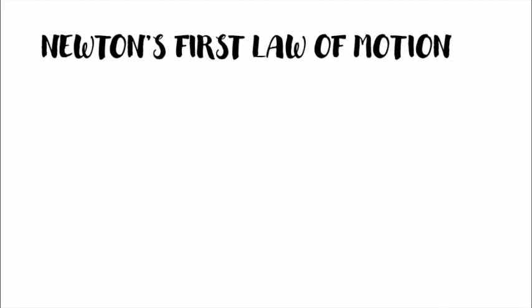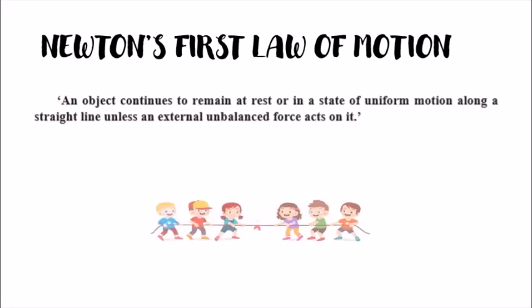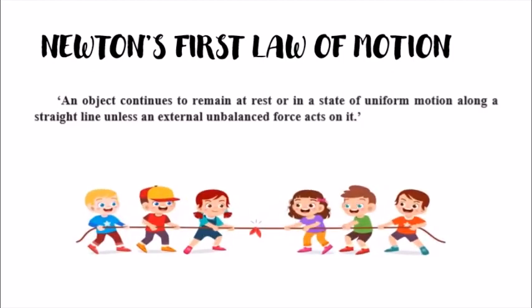So, the first law given by Newton, or Newton's first law of motion, or the law of inertia, states that an object continues to remain at rest or in a state of uniform motion along a straight line unless an external unbalanced force acts on it. Let's understand this with an example. We all have played tug of war.